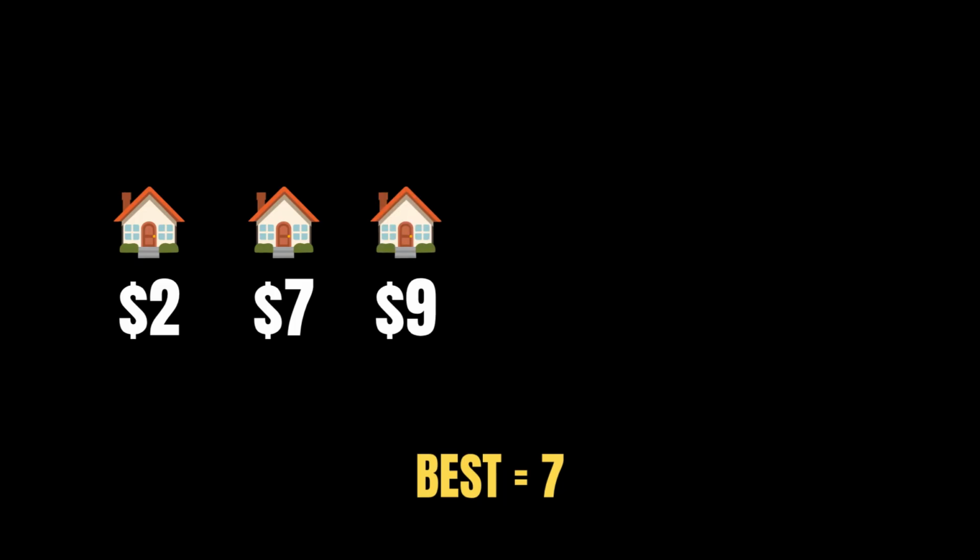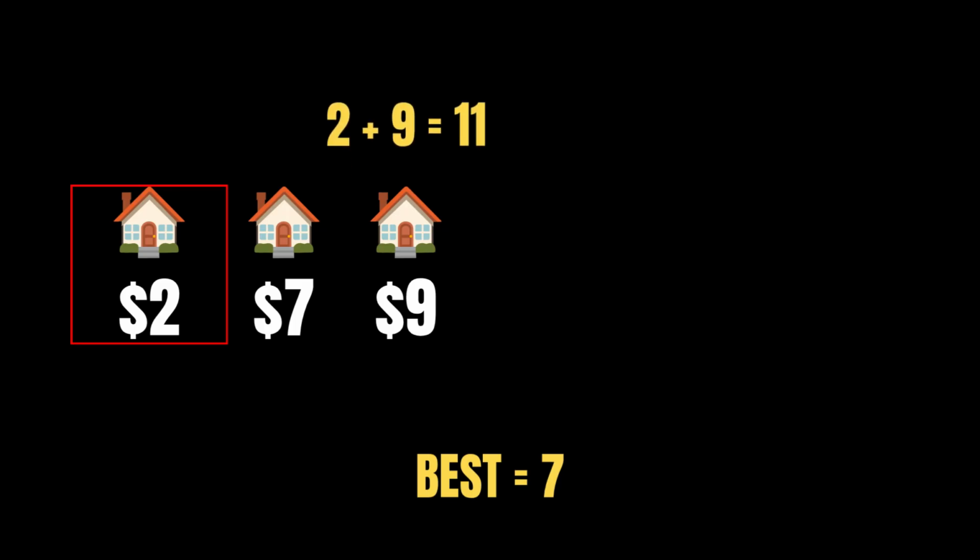Now things get interesting when we add the third house, which contains 9. We have two choices, rob 9 or skip 9. If I skip 9, I keep the best amount I already had, which is 7. But if I rob 9, I cannot rob the previous house containing 7. So what can I combine with 9? I can go back to the houses before 7. The best amount I could make there was 2. So if I rob 9, I get 2 plus 9, which is 11. So after 3 houses, the best we can do is 11.